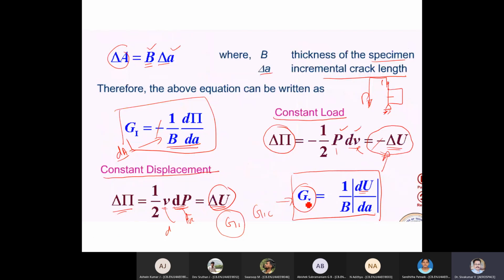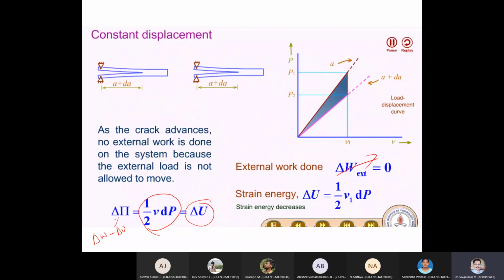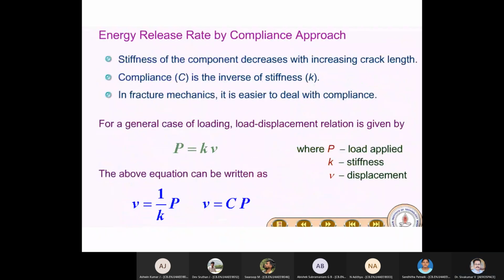Now, how to get my G1? According to this case, dU by dA: change in strain energy with respect to crack length, I can get my energy release rate. This is one approach.